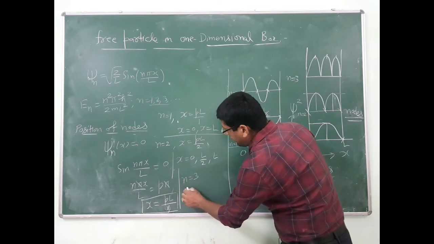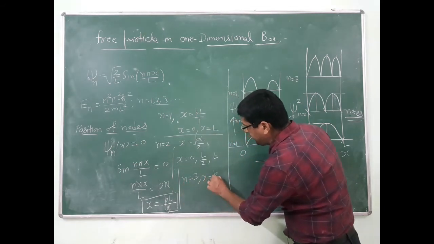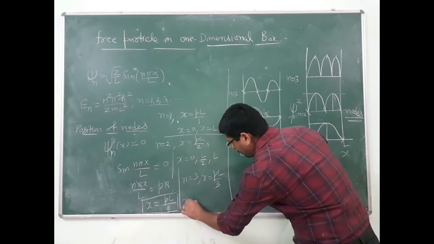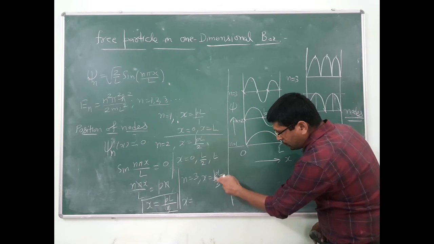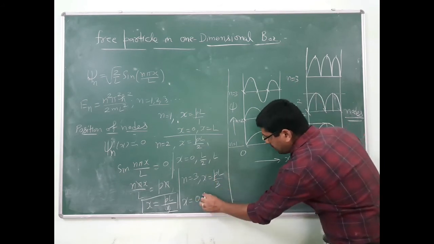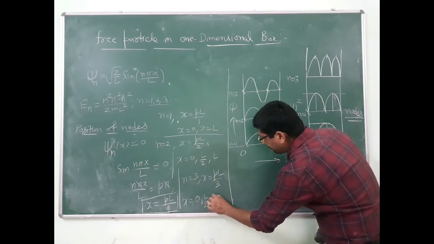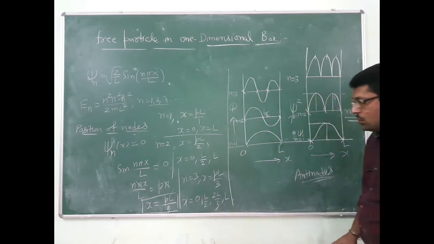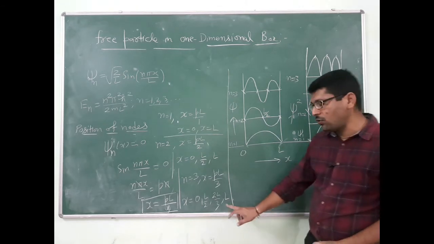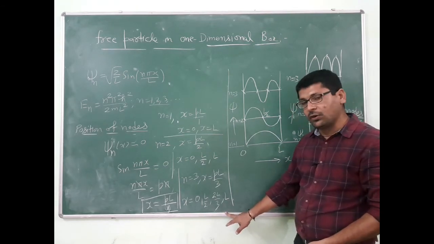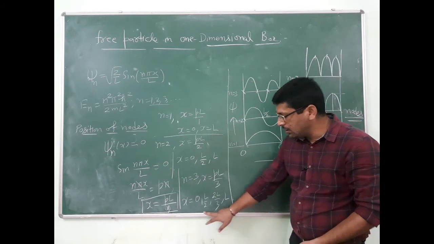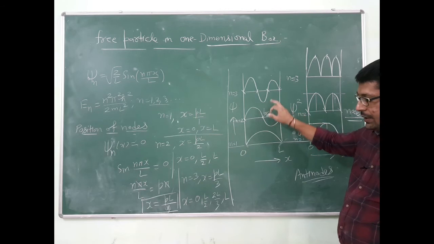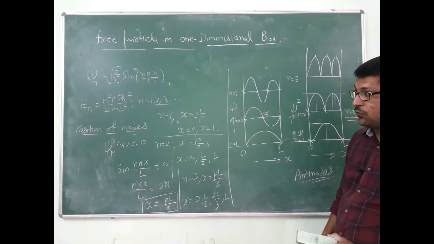Similarly, we can calculate it for n is equal to 3. When n is equal to 3, x will be pL by 3, where p varies over 0, 1, 2, 3. For p equal to 0, x will become 0. For p equal to 1, this will be L by 3. For p equal to 2, this will be 2L by 3. And for p equal to 3, this will be L. So there are 4 positions at which your wave function will become 0. There are 4 positions of nodes for n is equal to 3. So this is how we can calculate the position of nodes.